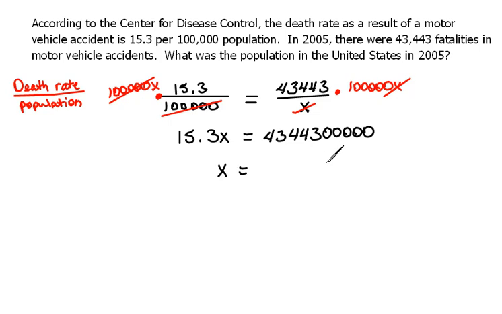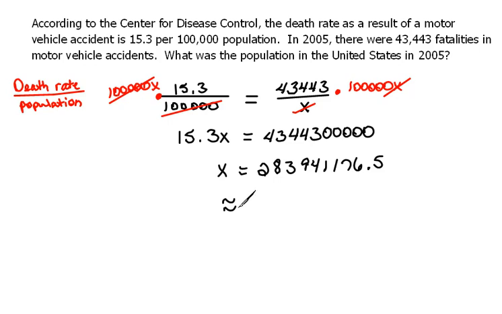Now this I would highly recommend doing on a calculator just to make sure that we get the correct answer, because we need to divide this huge number by 15.3. And we should get as our answer 283,941,176.5. Now if they ask us for an exact answer, this would be an exact answer. But it doesn't make a whole lot of sense really whenever we're talking about population, because we don't have a population of 0.5 people. So we would probably round this up one person.